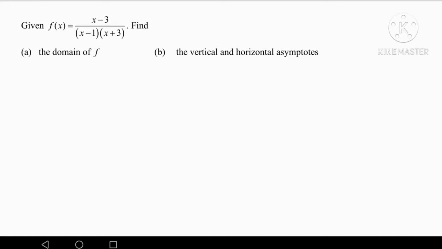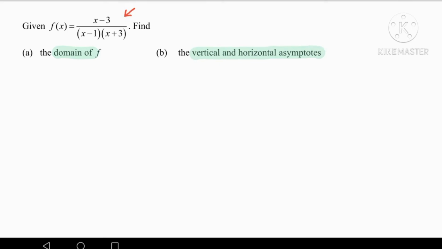Given the function f(x) equals (x minus 3) over (x minus 1)(x plus 3). Find: question A, the domain of f. Question B, the vertical and horizontal asymptotes.